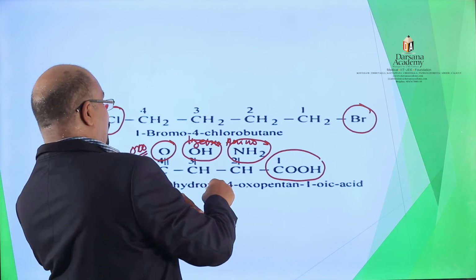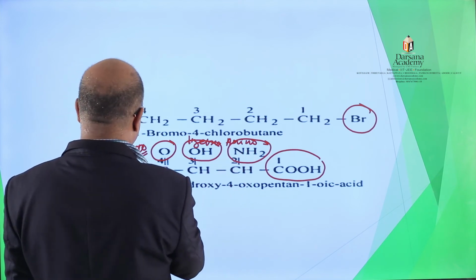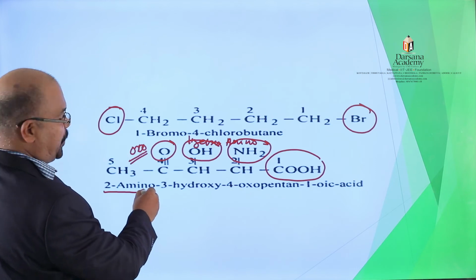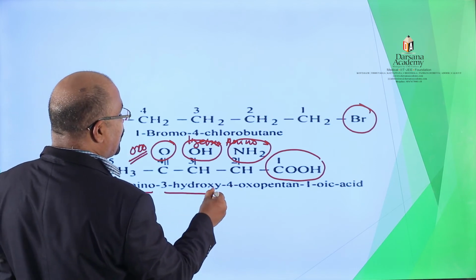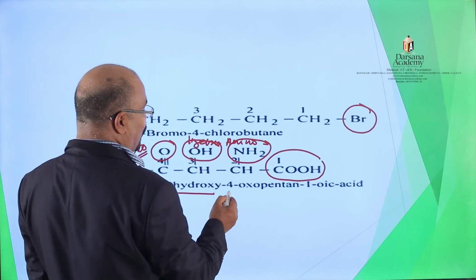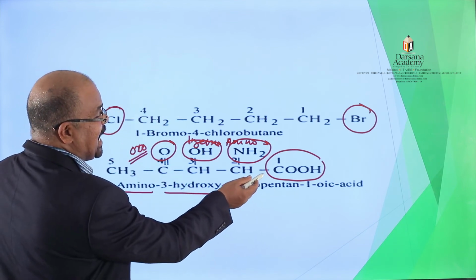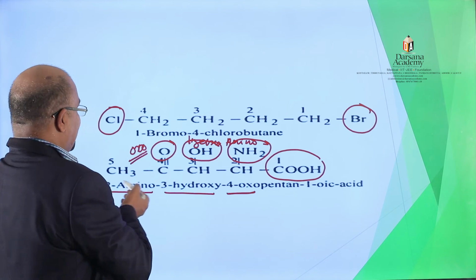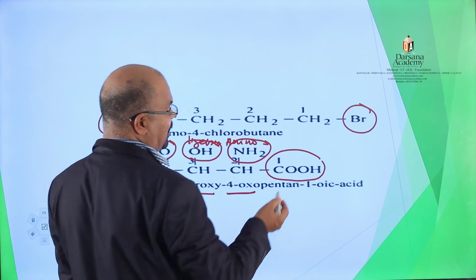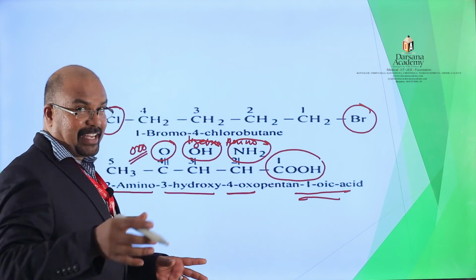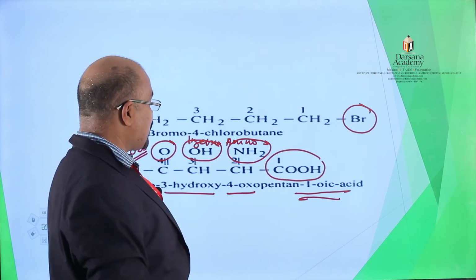So according to alphabetical order of preference, A is the first letter. So second position, 2-amino, then 3-hydroxy. Then what about 4-oxo, the ketone? Here is oxo, pentanoic acid. Here 5 carbon atoms are present, pentanoic acid. 1 is not necessary because we always give first position to the carboxylic acid.